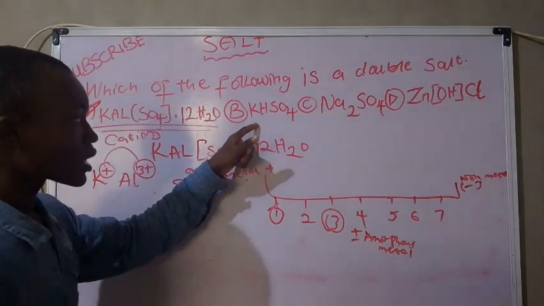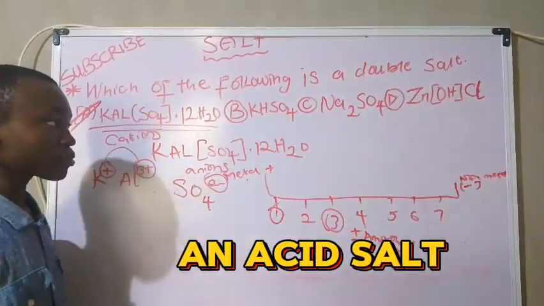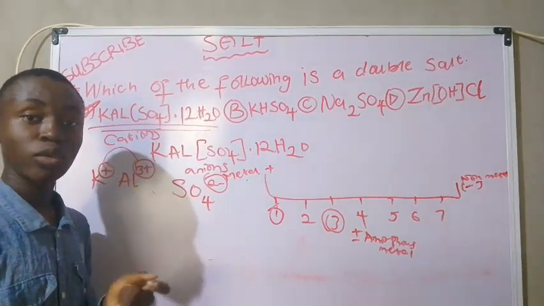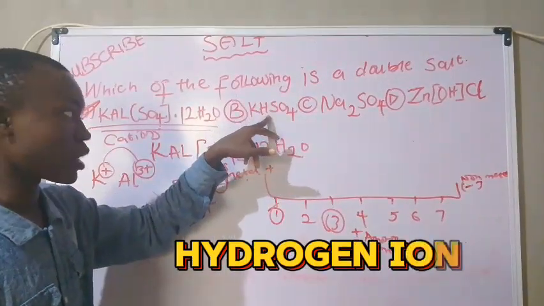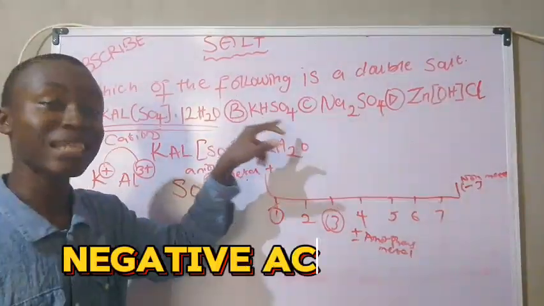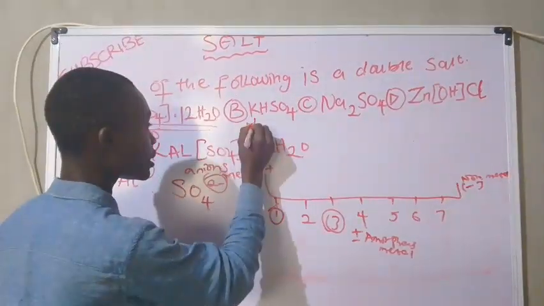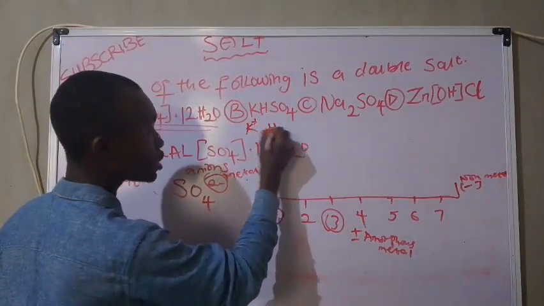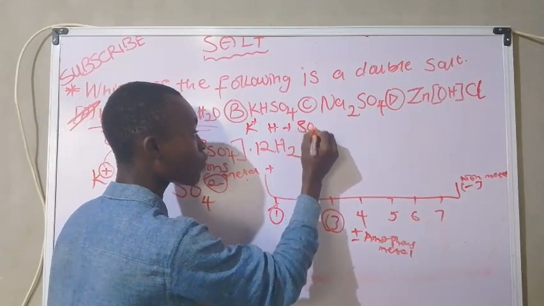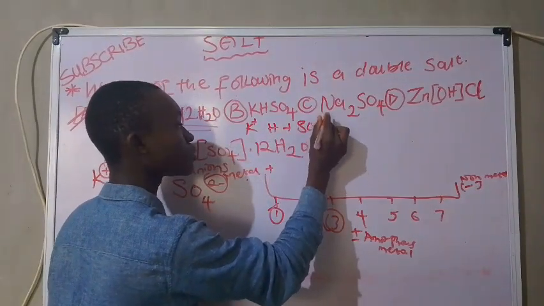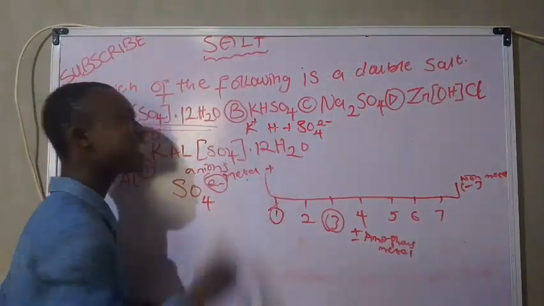Option B is an acid salt, because an acid salt is one that contains a positive metallic ion, a hydrogen ion, and a negative acid radical. You can see potassium is a metal, indicating a plus sign, plus a hydrogen ion, plus a negative acid radical, which is SO4 2 minus. You can see SO4 2 minus.